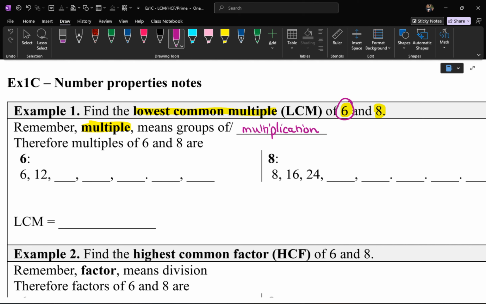So here when they say find the lowest common multiple of 6 and 8, you start off by writing the 6 times tables and the 8 times tables. So let's go. I've got 6, 12. Let's go with Hamza. What's the next number? 18. Good. You just add on an extra 6 because 6 times tables means you add on 6 each time. So 6 plus 6 is 12. 12 plus 6 is 18.